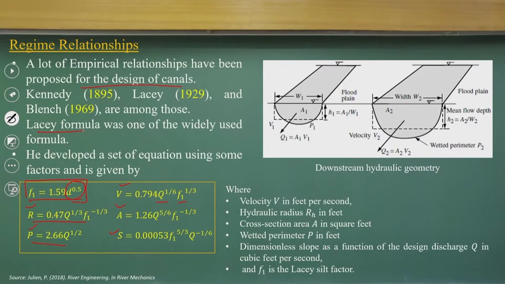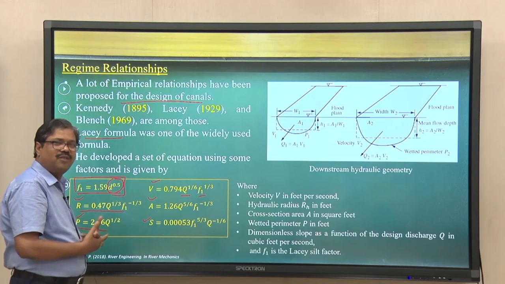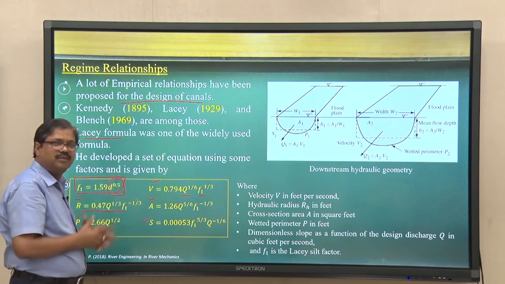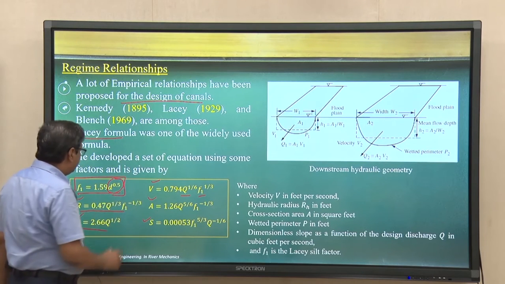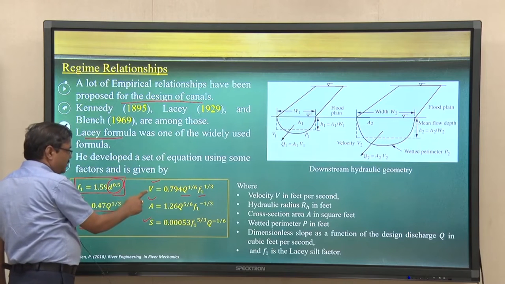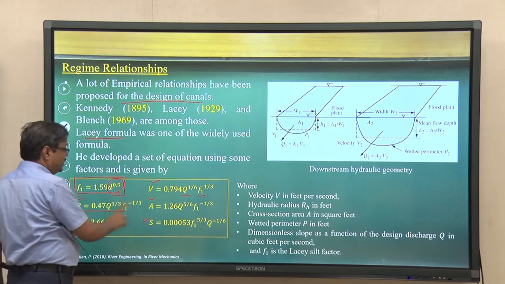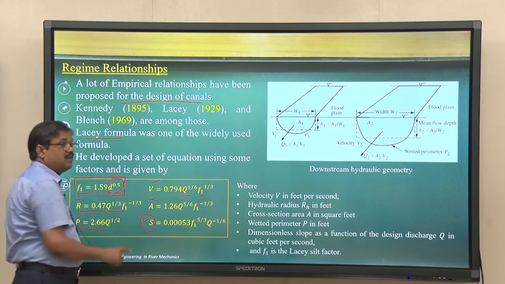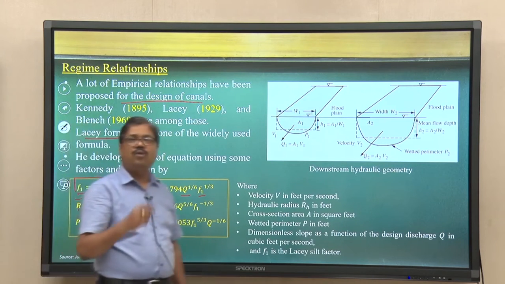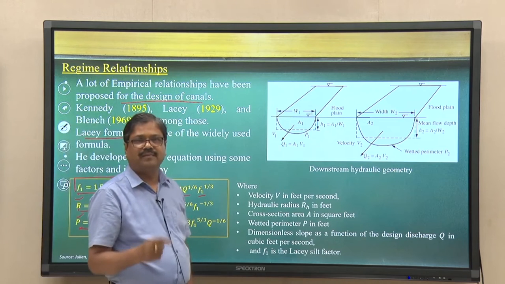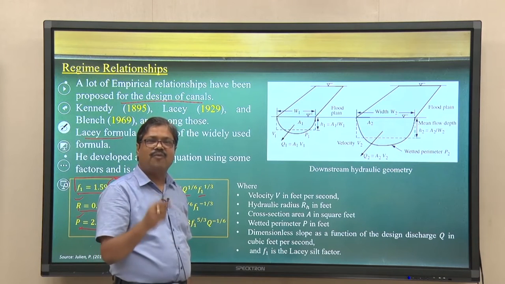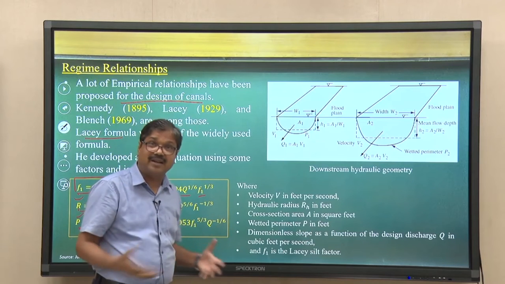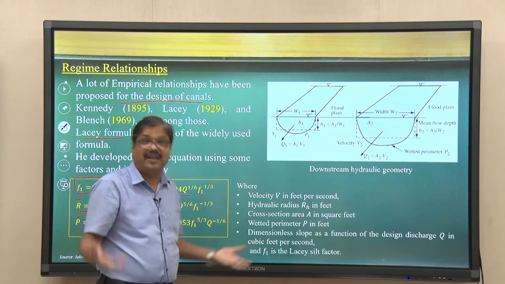It represents the lumped response of an equilibrium reach of the river, or a straight reach of the river, where the dependent variables like velocity, hydraulic radius, area, perimeter and slope are functions of Q and F1. Q is discharge, F1 is the silt factor. It is just a data mining concept. The equation has not come up just like that.